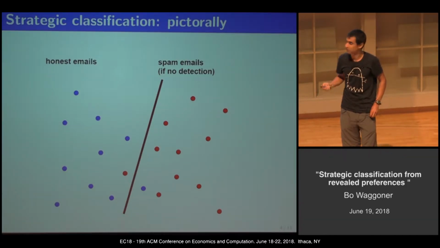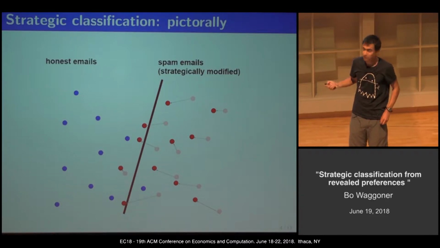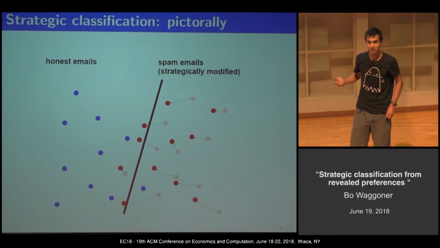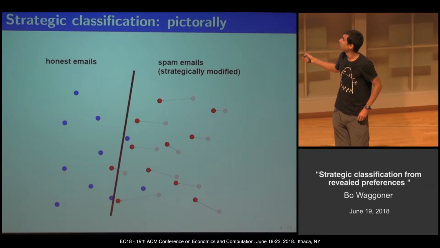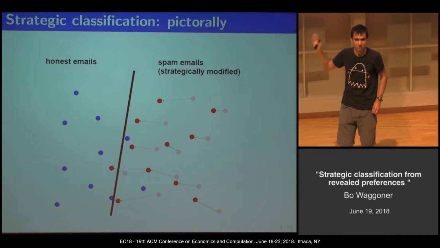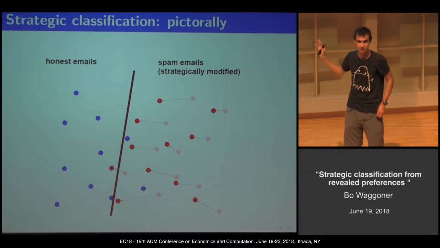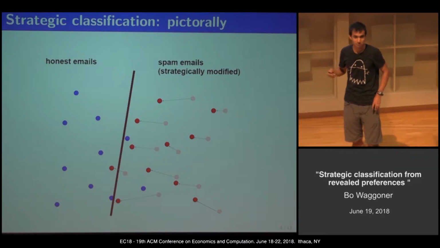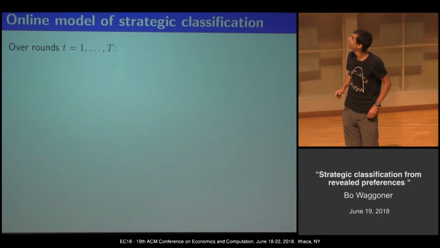But of course, if you actually did this, this is where strategic behavior comes in. The spammers would start modifying the emails they send. You'd have to respond to that, and then hopefully, intuitively, you'd reach some sort of equilibrium between the spammers and this filter. So we're trying to capture that problem, and others have as well. I'll tell you about it.